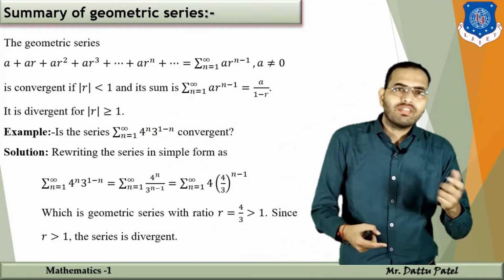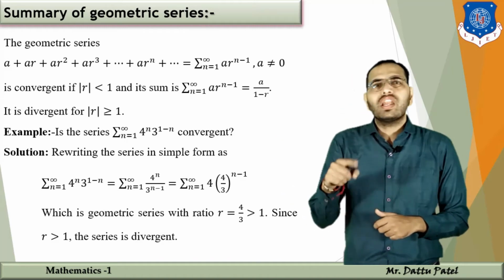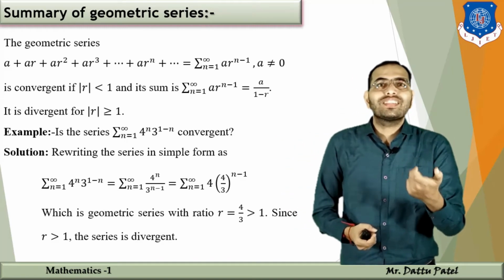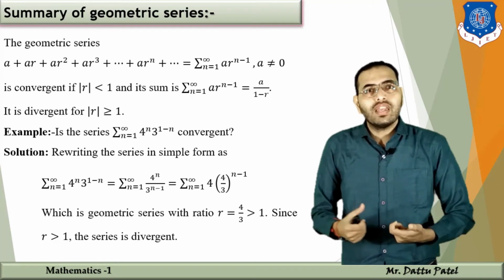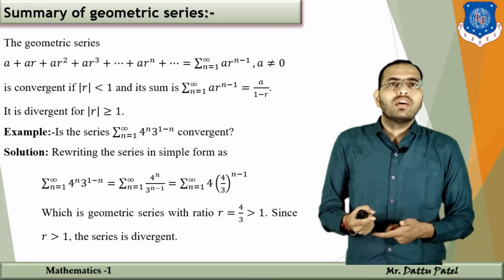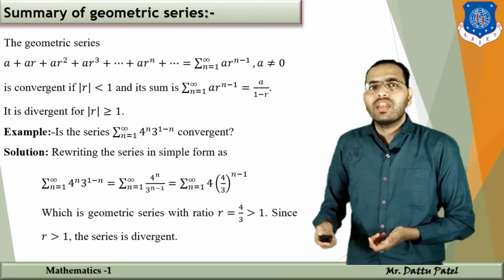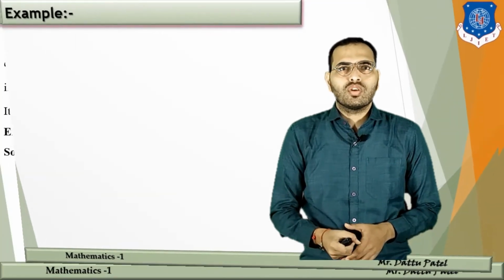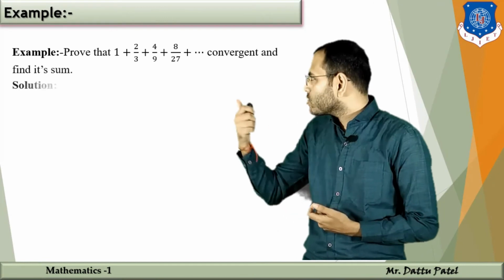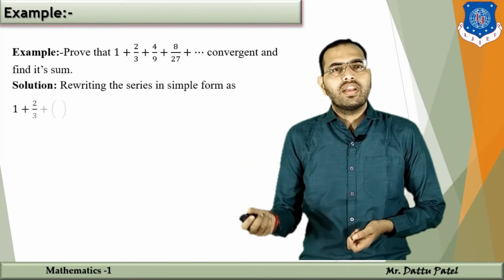Now we check whether it is convergent or divergent. The ratio here is r equal to 4 by 3, which is greater than 1. If mod r is less than 1, then it is convergent, otherwise it is divergent. Here the ratio is greater than 1, so it becomes divergent. Now let's see one more example of the geometric series: 1 plus 2 by 3 plus 4 by 9 plus 8 by 27 and so on is convergent, and find its sum.